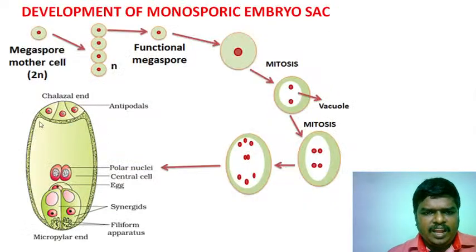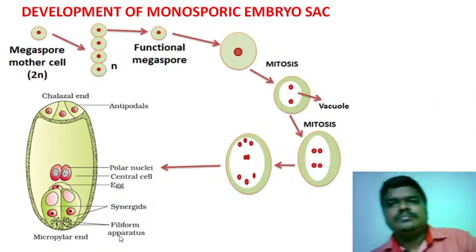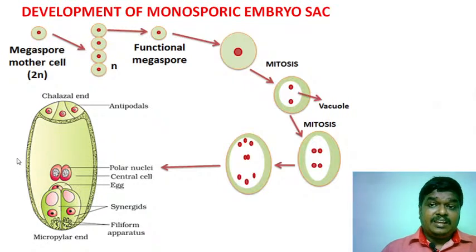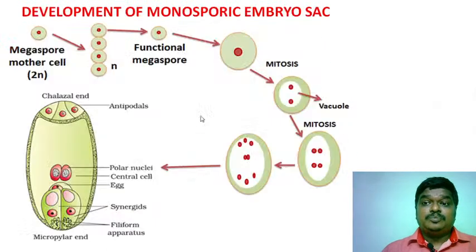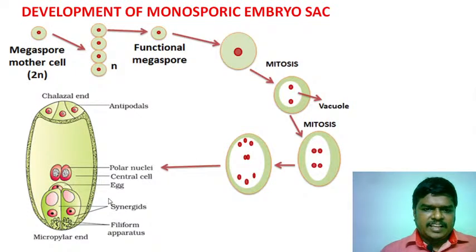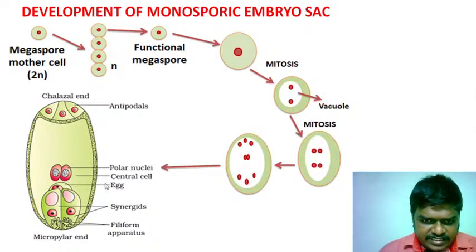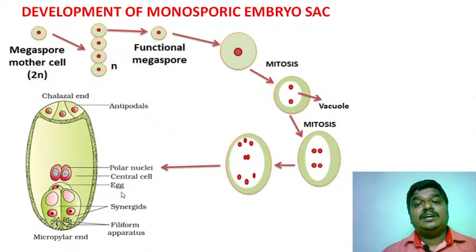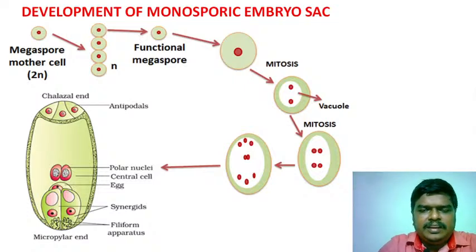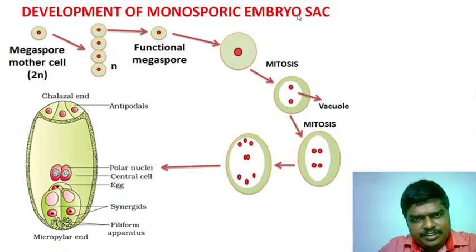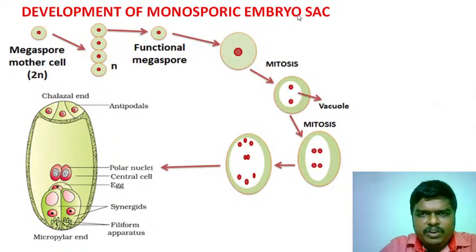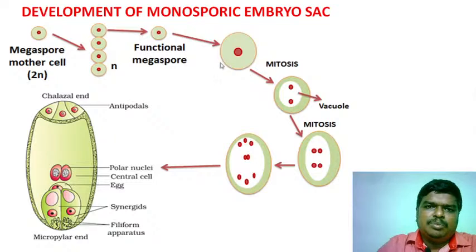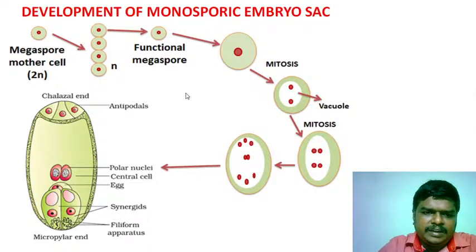So now we can see how the embryo sacs are formed. This embryo sac develops from the megaspore. In that, we can see the egg cell, right? The egg cell contains the female gamete. This is about the development of the monosporic embryo sac. We know what monosporic is, right? This is the monosporic embryo sac development.